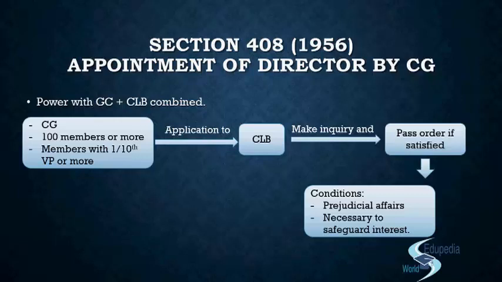The other condition would be if it deems fit that they have to appoint a director so as to prevent the current state of affairs of the company or to effectively safeguard the interest of the members of the company or the public interest. If they think that they need a director to do that, they would pass an order. The appointment would be done by CG, right?